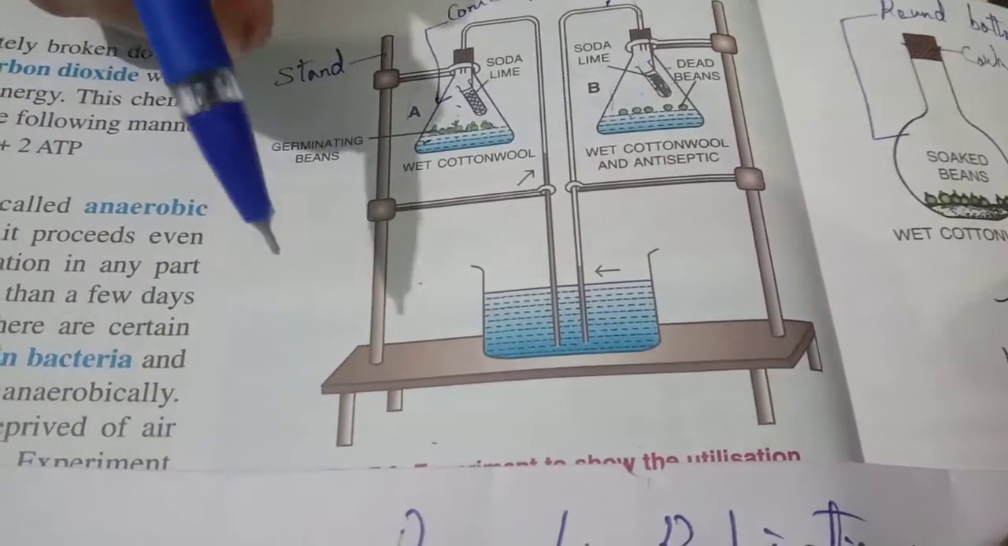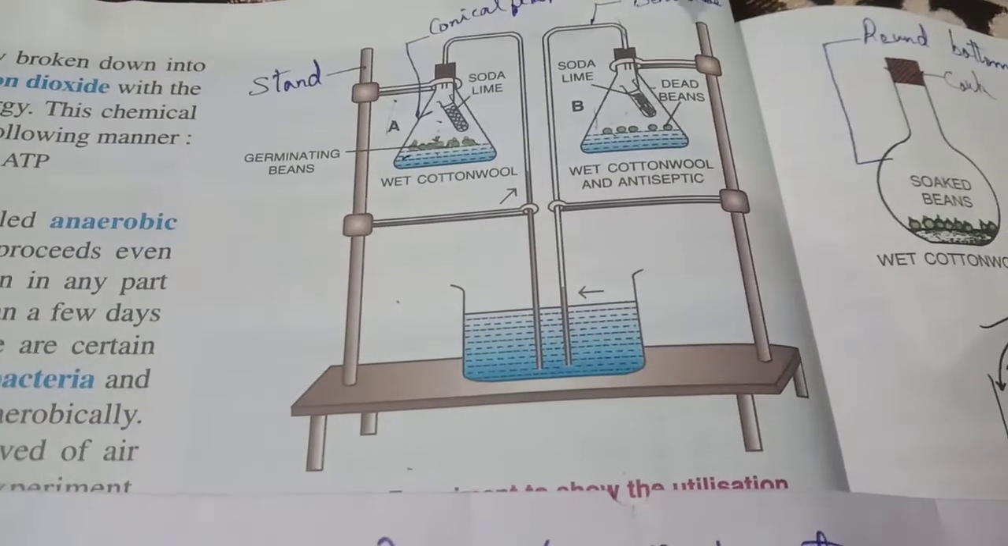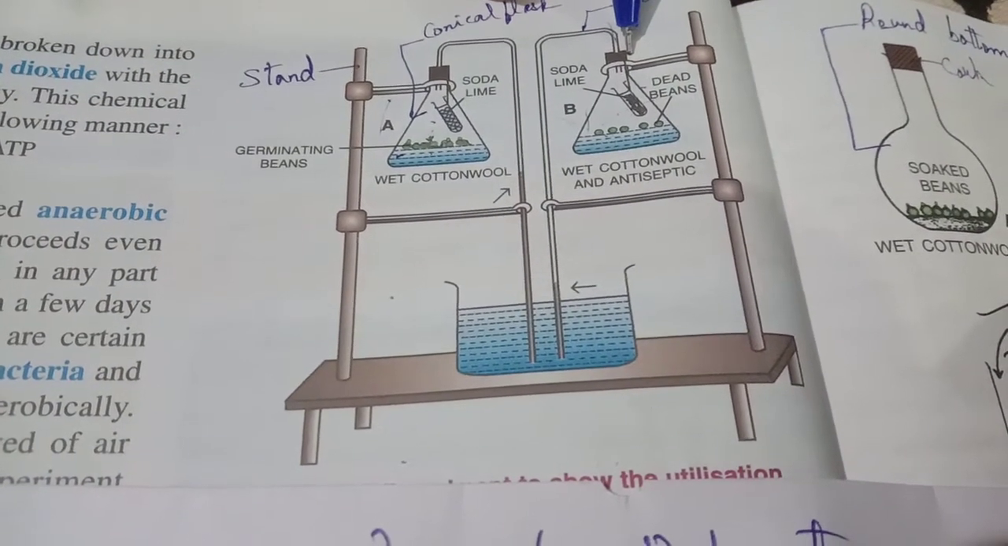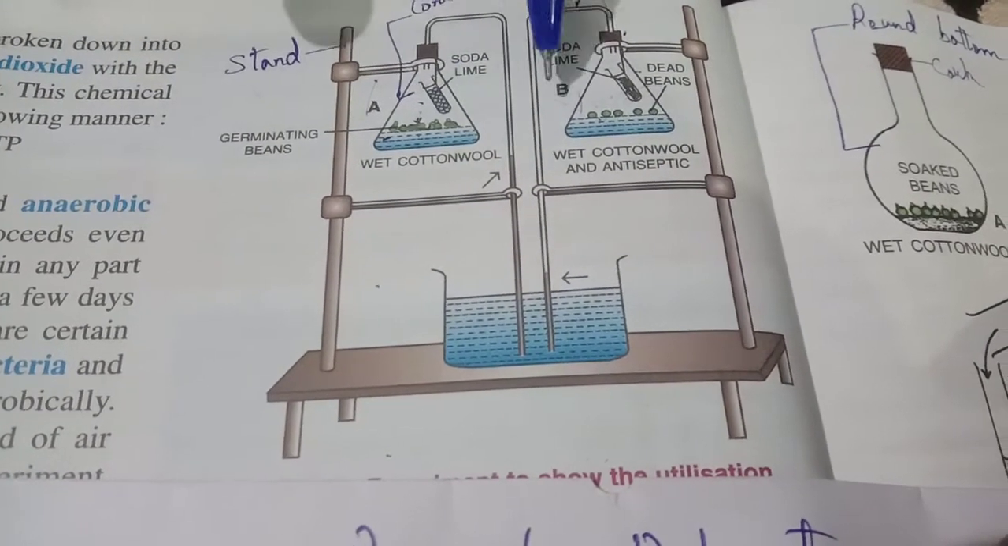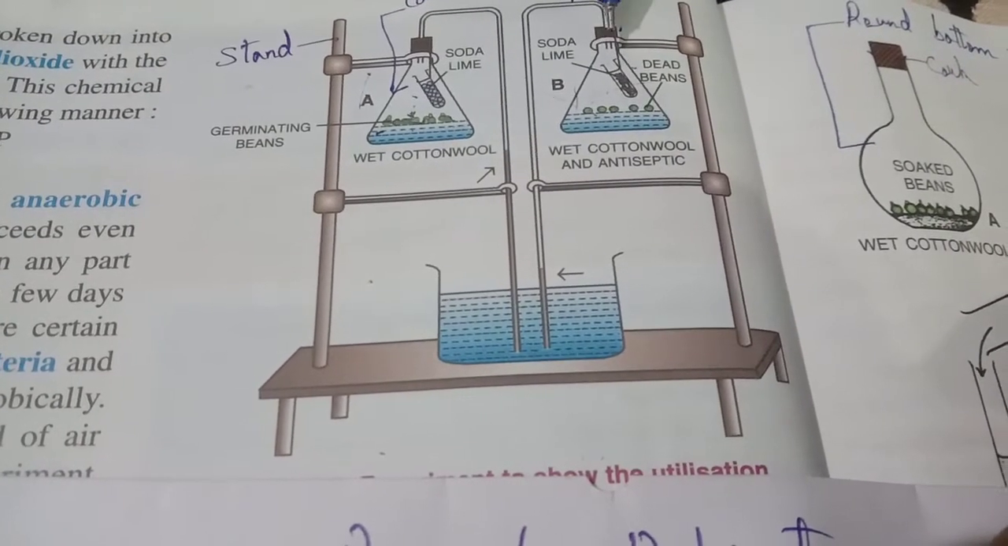This is the setup. Setup A is called the experimental setup. Setup B is called the control setup. What is a control setup? It is a setup in which all the conditions are the same except the one which we want to study.